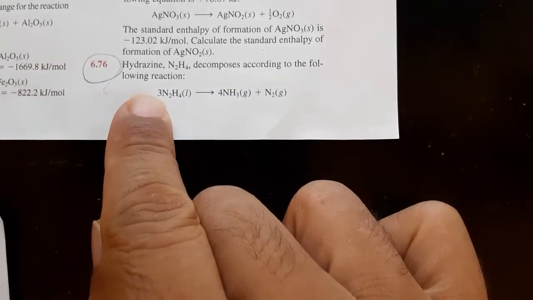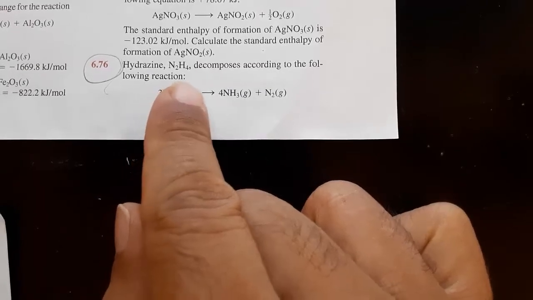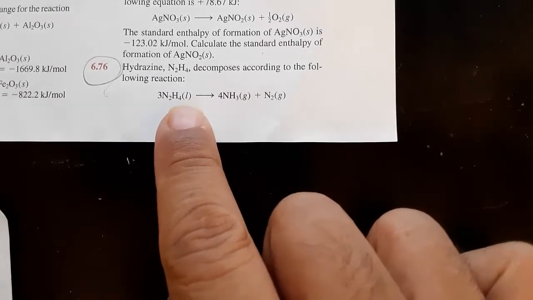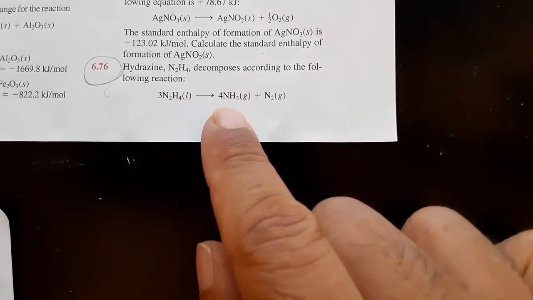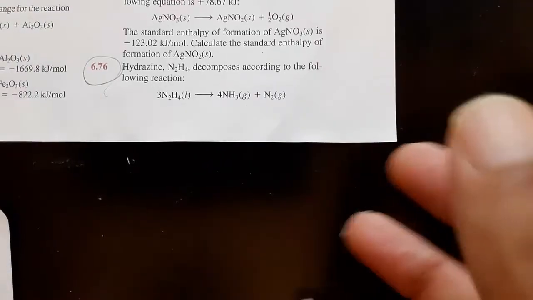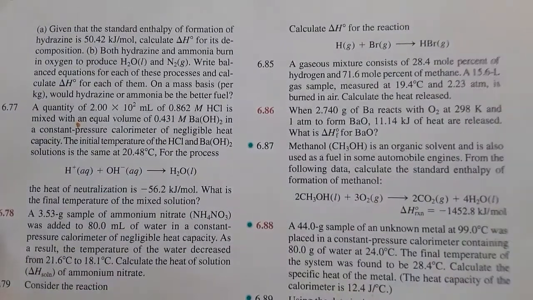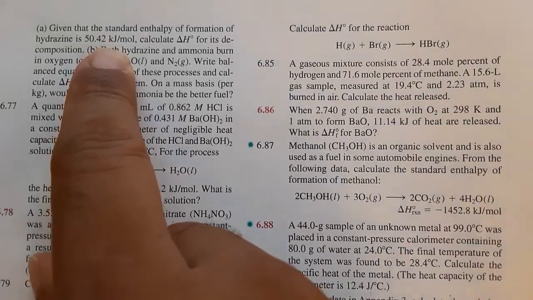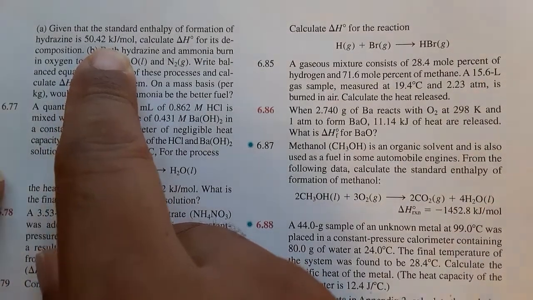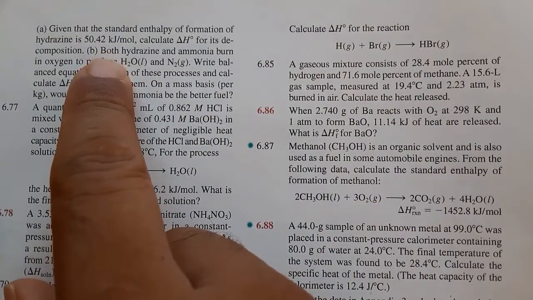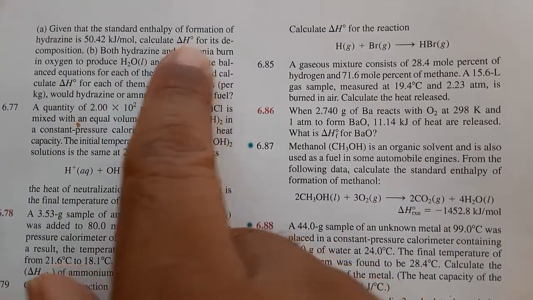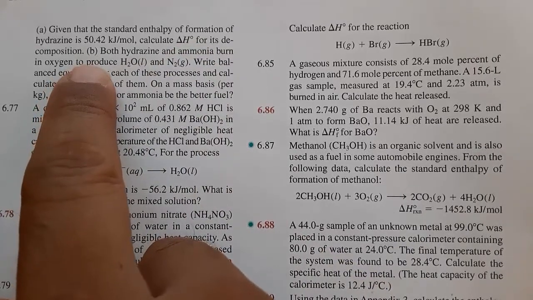Let's follow along. Hydrazine, N2H4, decomposes according to the following equation, where we have 3 moles of hydrazine breaking down to 4 moles of ammonia and 1 mole of N2 nitrogen gas. Continuing on, the problem says the standard enthalpy of formation is 50.42 kilojoules per mole, so that's something given to us. Calculate delta H standard state (the O superscript means standard state) for its decomposition.